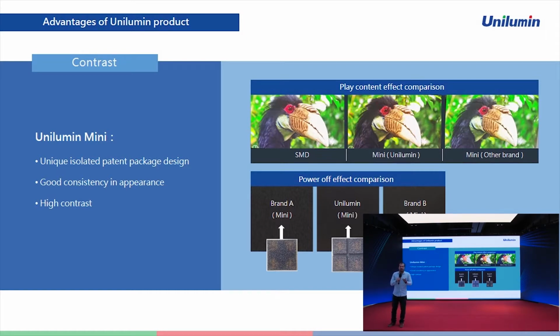Brand B is not black enough. When the LED screen plays the content, we can look at the photo above, the Unilumin Mini in the middle. The feathers of the bird are more black. The image contrast is higher than the others. Therefore, the conclusion is that the Unilumin Mini has higher contrast, better consistency, and a unique isolated packaging patent with more stability, plus a warranty that can be extended to 5 years.